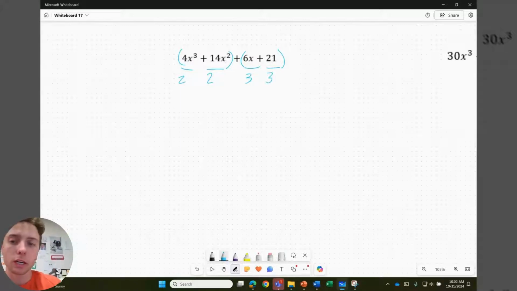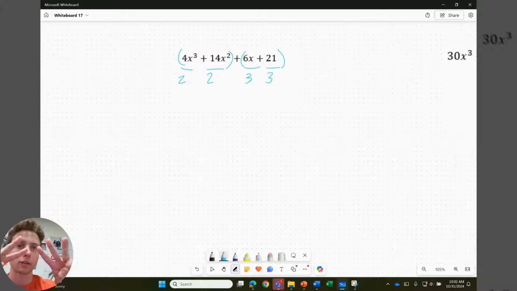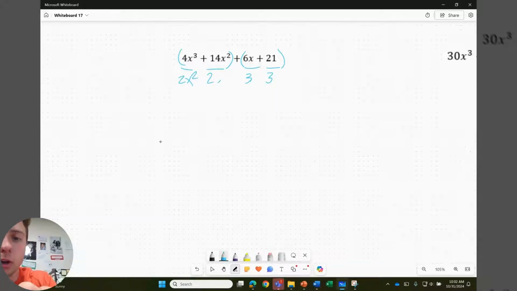But we also need to check our variables. You have x cubed, that's 3 different x's. You have x squared, that's 2 different x's. So I want to factor out however many x's go into both of those. I know that I could take 2 x's out of both the first two terms. So I'm also going to divide it by x squared.